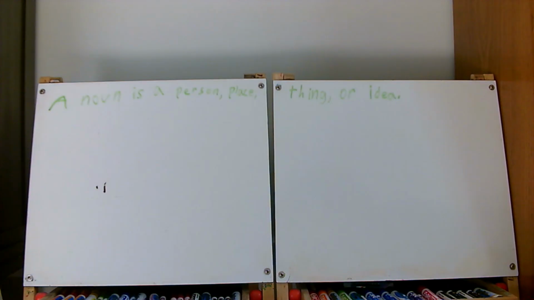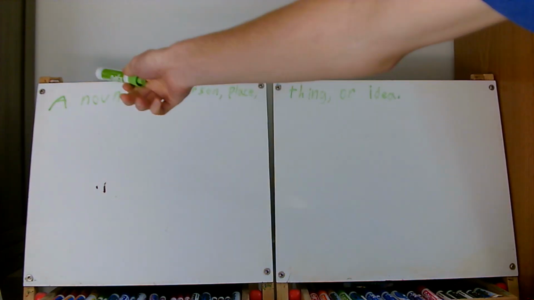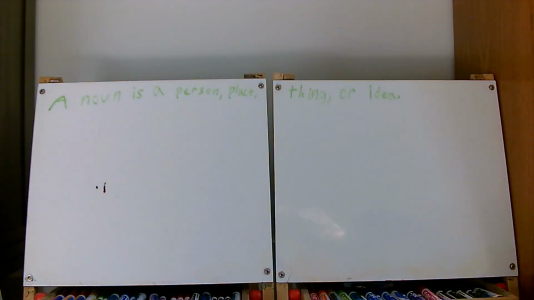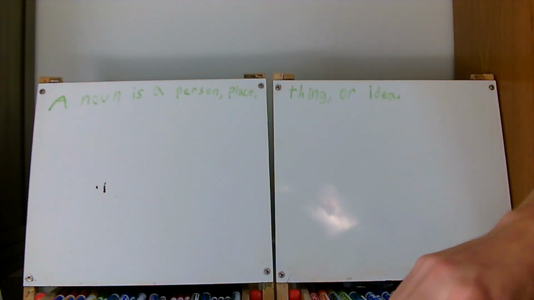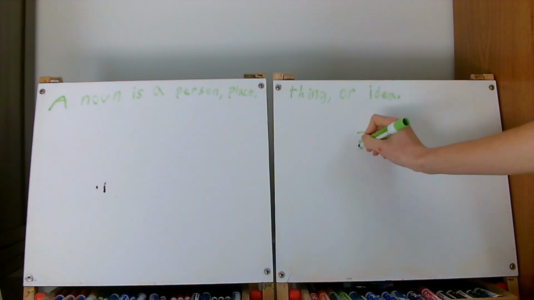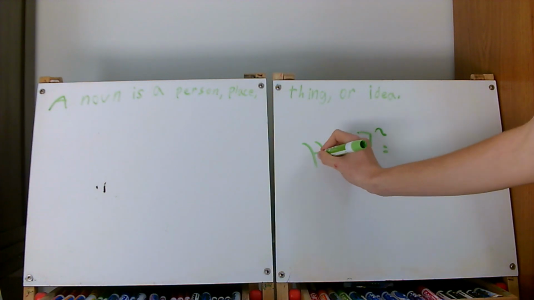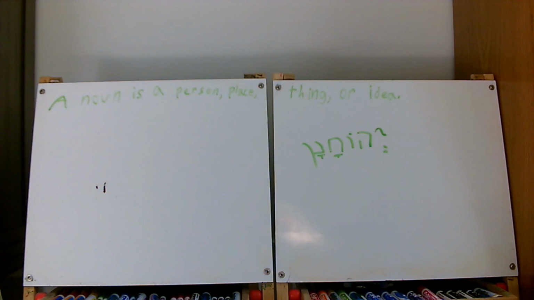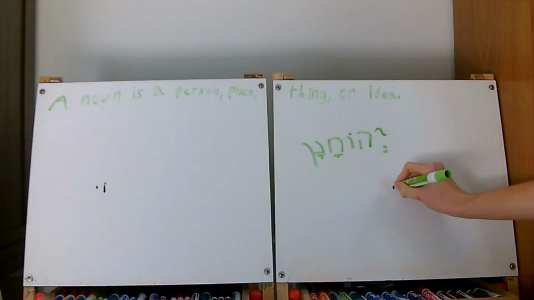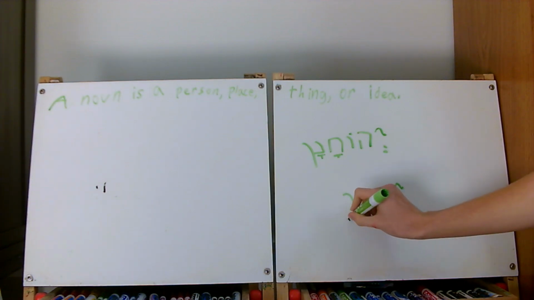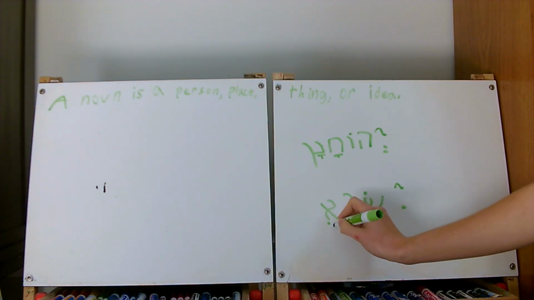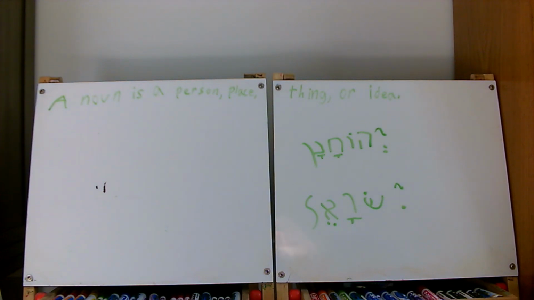Let's get into nouns. Okay, so if you have ever passed an English class ever, you should know what a noun is. But in case you don't, a noun is a person, place, thing, or idea. So, an example of a person would be Yochanan. That is a name. It's a person. An example of a place would be Israel. That is a place.